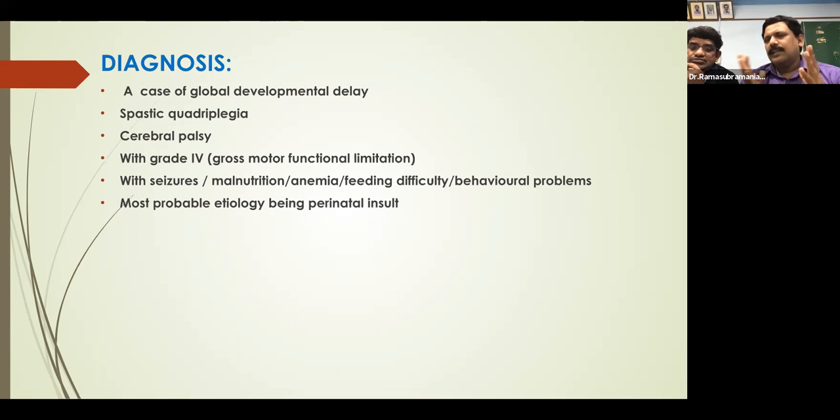And hearing evaluation also you'll have to do, because we don't know how good the hearing is. That is essential for your language development. So vision and hearing also you should assess.